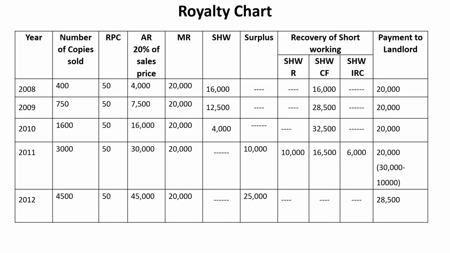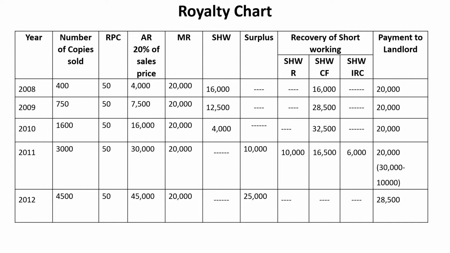See, first write the year, from 2008 to 2012. Number of copies sold as per the problem: 400, 750, 1600, 3000, 4500. Royalty per copy is 50 for all the years, it is constant. Then we have to find actual royalty. See, they have given 20% as the royalty.